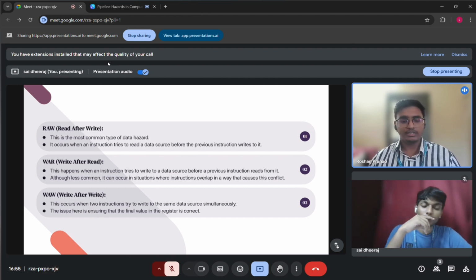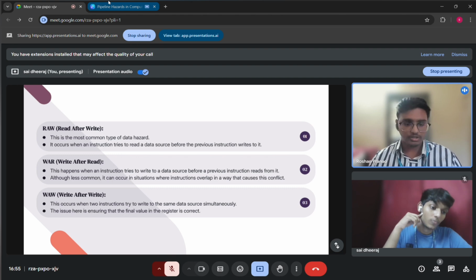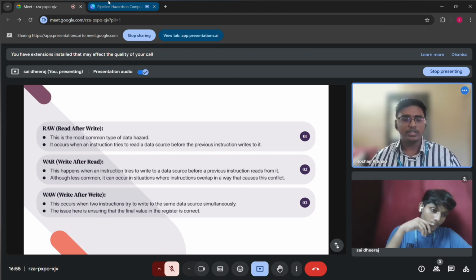So, moving on to the second type, the write after read. This hazard occurs when an instruction tries to write to a location before a previous instruction reads from it. Although it is less common, it can cause issues, especially in out of order execution scenarios. So we also have to have deep knowledge.